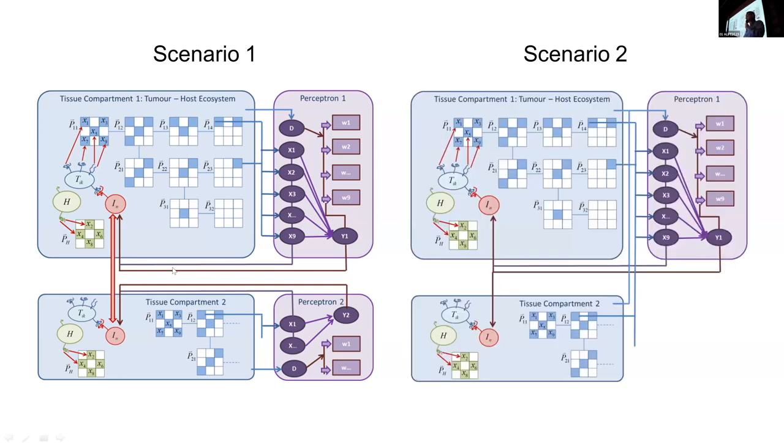In scenario 2, we have only one lymph node. So consequently, we have only one perceptron. So the information is mixed prior to priming the immune cells in the perceptron. And then we have a unique set of immune cells, which then go to the compartment. Every immune cell population is designed to act against an element of the antigenic pattern vector.